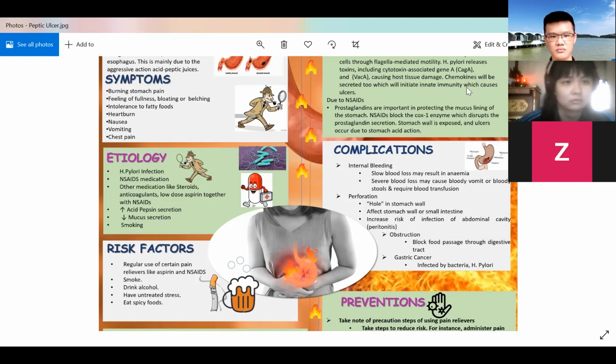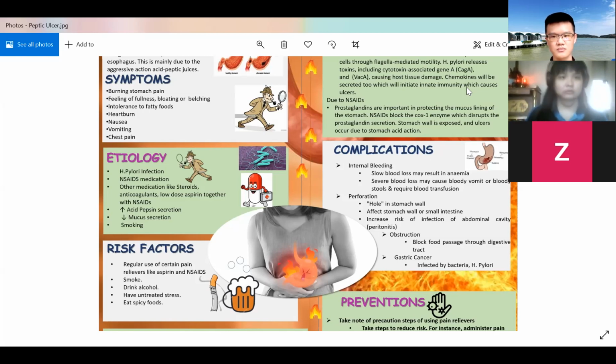And the other etiology, like when we're taking some other medication like steroid or anticoagulant, low dose aspirin, together with NSAID, they will also lead to a peptic ulcer, increased acid secretion, and decreased mucus secretion. Similar to the NSAID drug, this mucus is actually a protecting lining for our stomach lining. So when there is less mucus production, there is less protection, and then it will lead to the peptic ulcer.